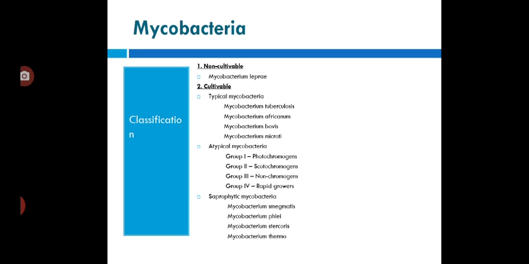Under atypical Mycobacteria, it includes group 1, which are called photochromogens, group 2, which are called scotochromogens, group 3, which are non-chromogens, and group 4, which are rapid growers. Under saprophytic Mycobacteria, it includes Mycobacterium smegmatis, Mycobacterium phlei, Mycobacterium stercoris, and Mycobacterium thermoresistibile.